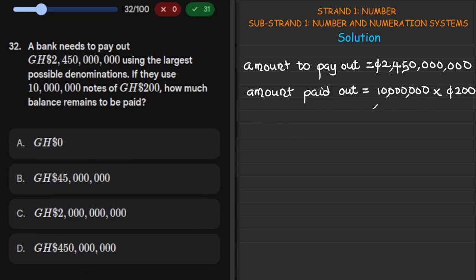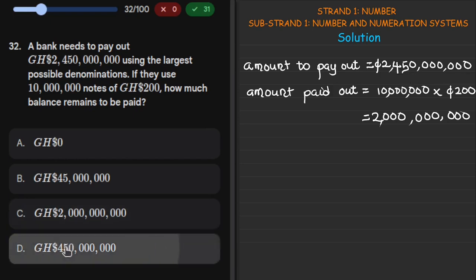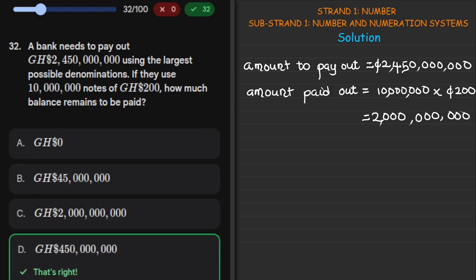So we have 1 times 2, which gives us a 2. Then we write all the zeros attached. So we have 0, 0, 0, then a 0. So after our calculation, we will realize that 2 billion has been paid. See, so with this, you can even look at it and tell what the difference is. If you have to pay 2,450,000,000, and you've actually just paid 2 billion, then you're actually left with 450 million. D. As simple as that.